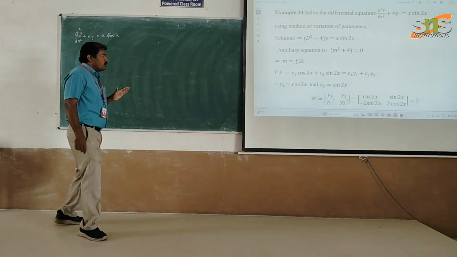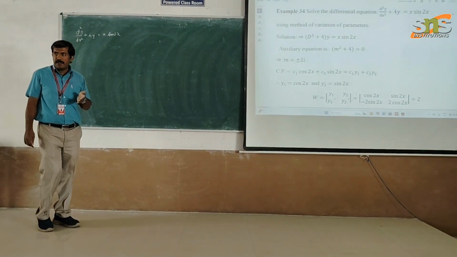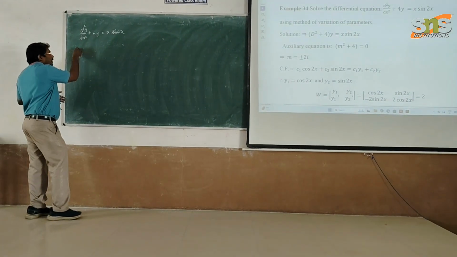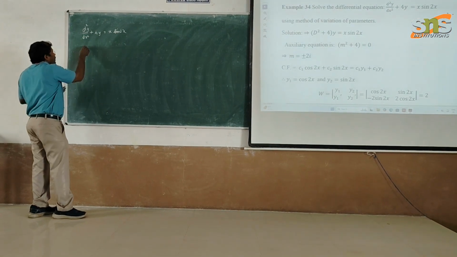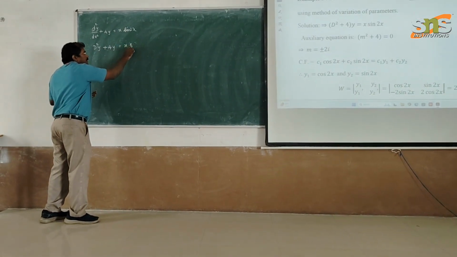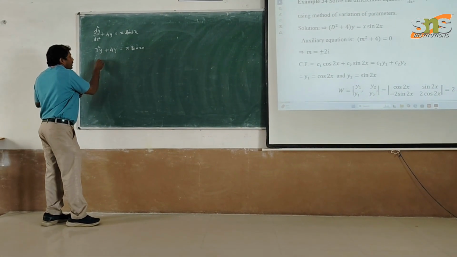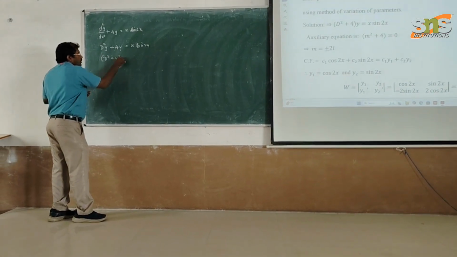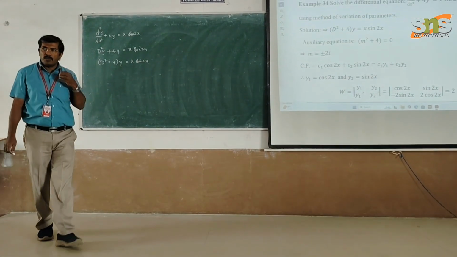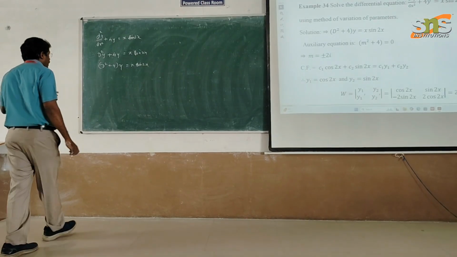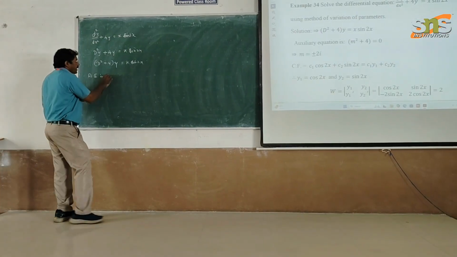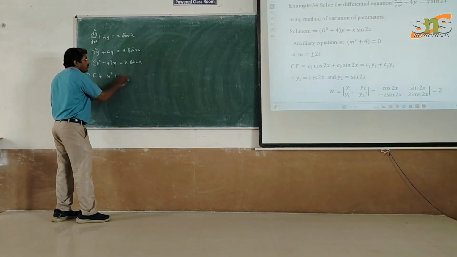Here the first step is the same: you will be finding the complementary function. So what is the procedure involved? First you have to find the general form of this. This could be written as d square y plus 4y is equal to x sin 2x. Then you take y as common outside, so that you get (d square plus 4) y equal to x sin 2x. Now you can find the auxiliary equation: m square plus 4 is equal to 0.